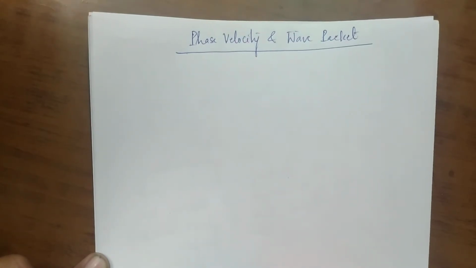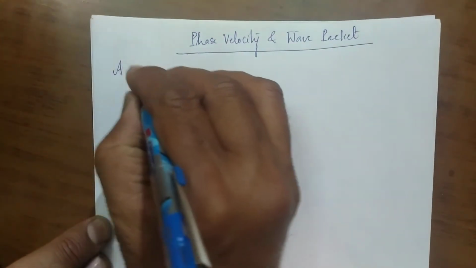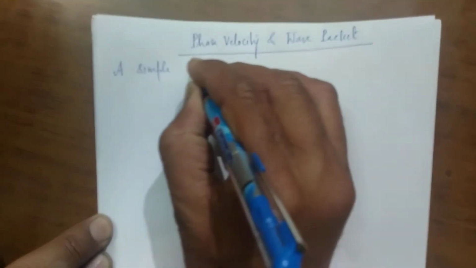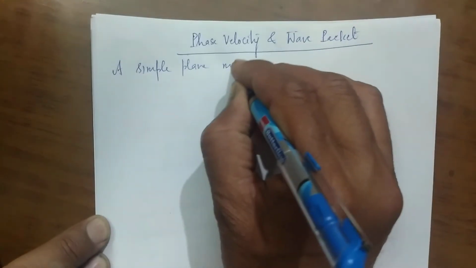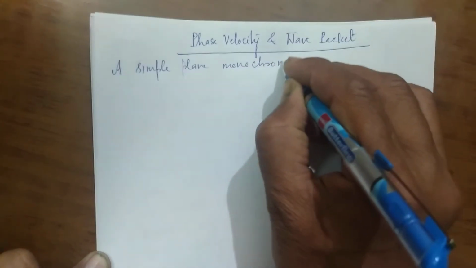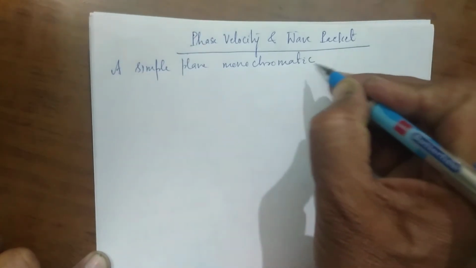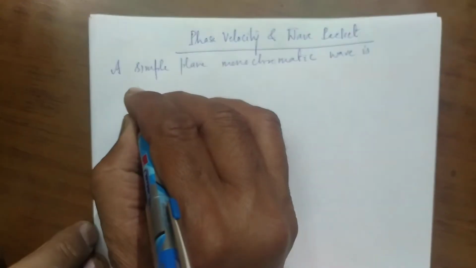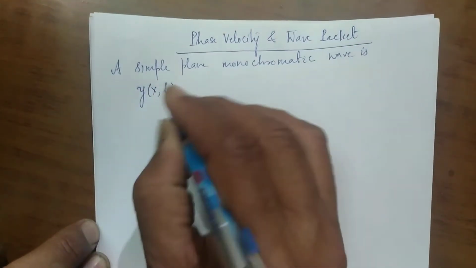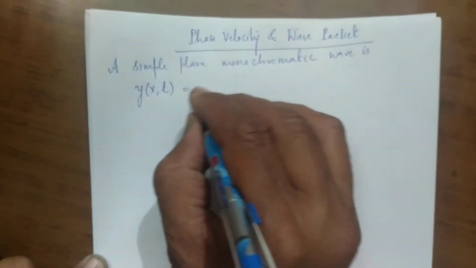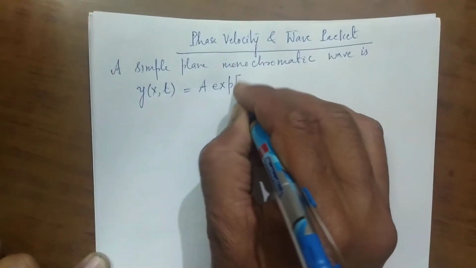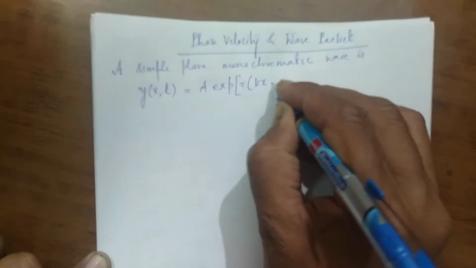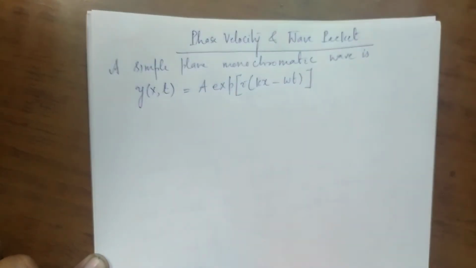If matter waves are there, what is the equation which can represent a moving particle? So a simple plain monochromatic, which means single color or wavelength, wave, we are taking it in one dimension, y as a function of x and t, is equal to a exponential iota (kx minus omega t).